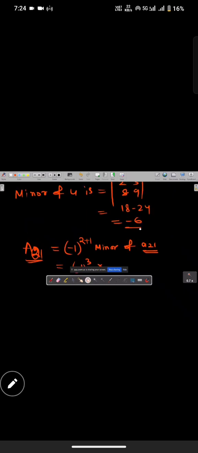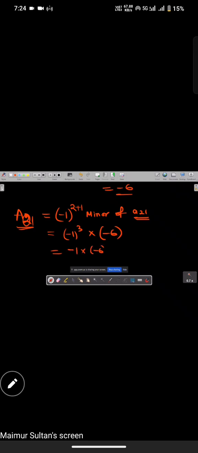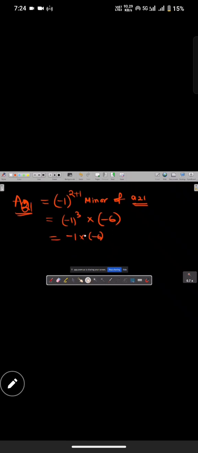So this equals minus 1 to the power 2 plus 1, that is minus 1 to the power 3, multiplied with the minor of A21. The minor of A21 is minus 6, so you have to multiply it with minus 6. Minus 1 to an odd power gives minus 1, multiplied with minus 6. Minus times minus is plus, so it becomes plus 6.